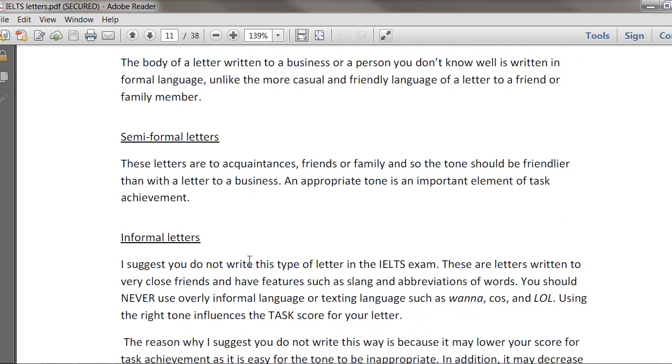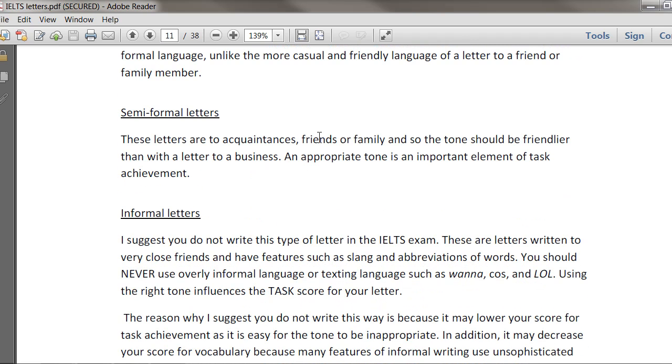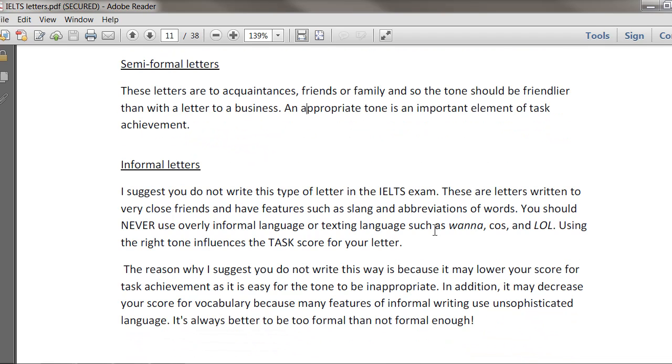Okay, now informal. Just be careful when you do write to friends and family. Don't use things like "wanna," like we say, or texting language like LOL. This is inappropriate, and you're going to, again, be taking big risks if you write this sort of thing in your essays. So be really careful. Try and avoid slang and abbreviations of words. It's better to avoid risk, is the point that I'm trying to make here.